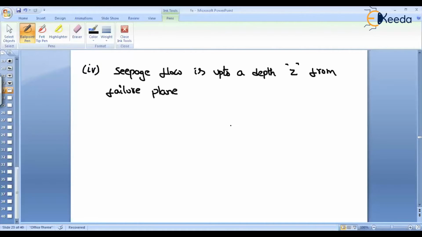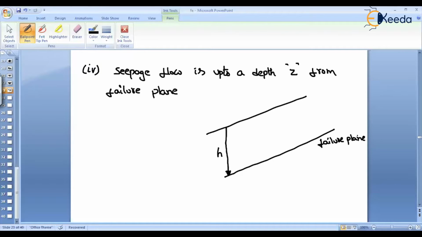In this case, how do we have to consider? Again, let us draw the diagram. Let us say this is the infinite slope, right? So let us consider you are finding the factor of safety at a depth h from the ground surface. Let us say this is the failure plane, and let us assume that your seepage flow is up to a depth of z from the failure plane. Let us remember, the seepage depth we are considering from the failure plane. This point you have to understand.